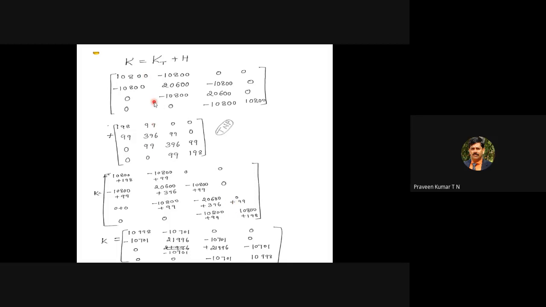It is 1-to-1 addition. 10800 here, 198. 10800 plus 198. Why am I stressing this? When you find out the thermal conductivity matrix, K is equal to K1, K2, K3. It is not matrix addition. Depending upon the degrees of freedom 1, 2, 3, you have to get the final global matrices.